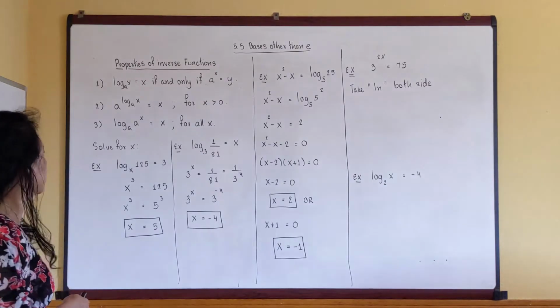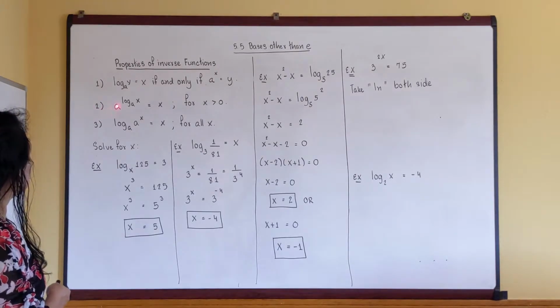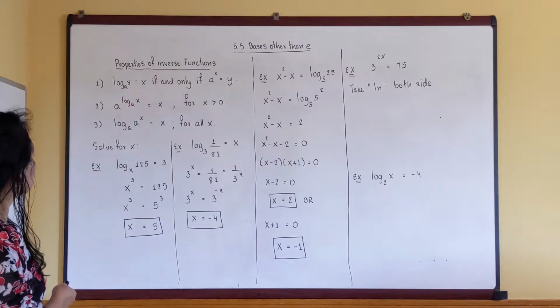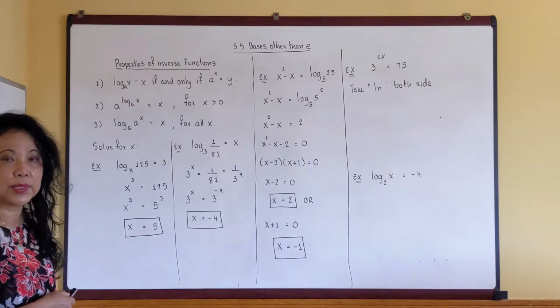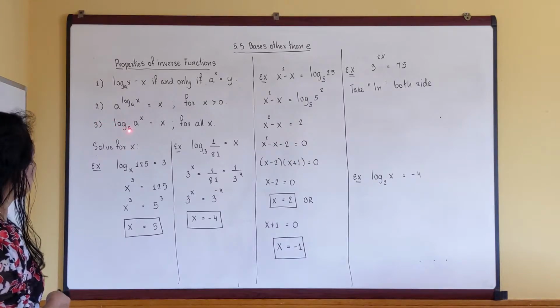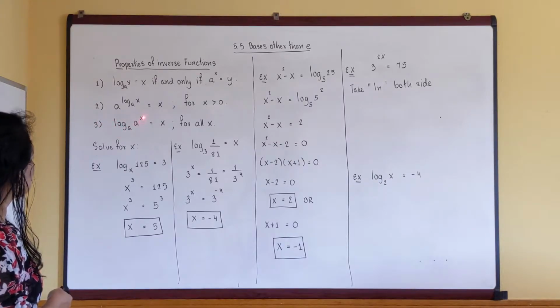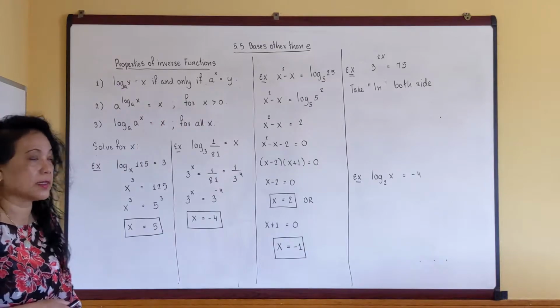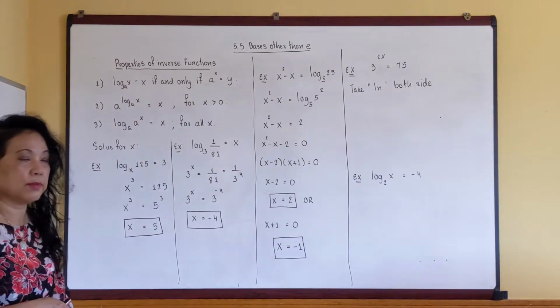It goes both directions. The second one says if you have a raised to log base a, and remember these two have to be the same, of x, it is equal to x, and x has to be greater than 0. The third property says log base a of a to the x is equal to x for all x. So let's look at our examples here.